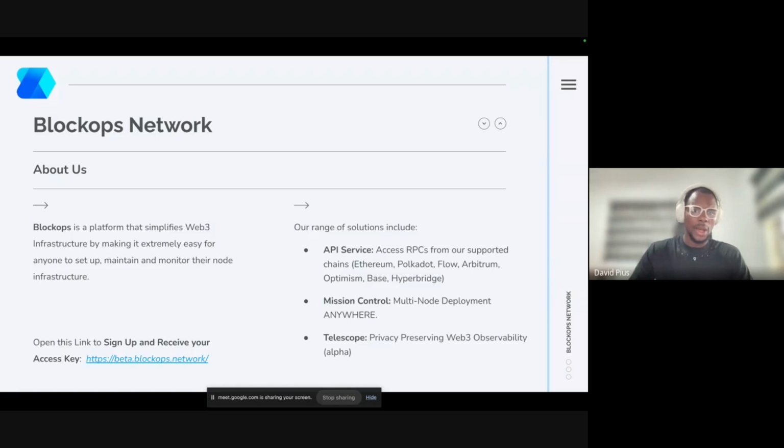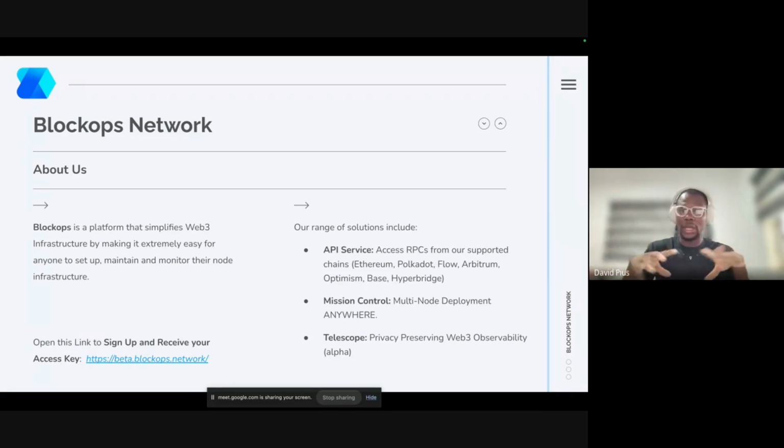And this is where Blockops comes in. It's a platform that simplifies Web3 infrastructure by making it extremely easy for anyone to set up, maintain, and monitor their node infrastructure. Running an Ethereum node, or running a node, is quite a hustle. It takes a lot of different parts in itself. So what we're doing at Blockops is really to simplify these things, so it's just as easy as ABCD.